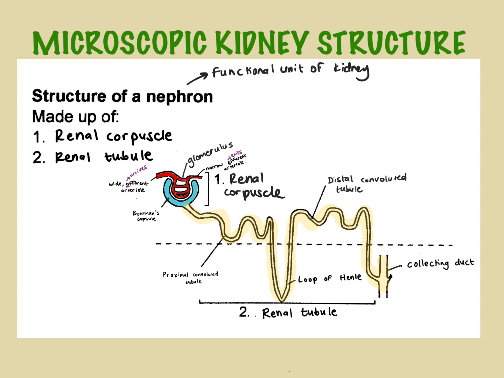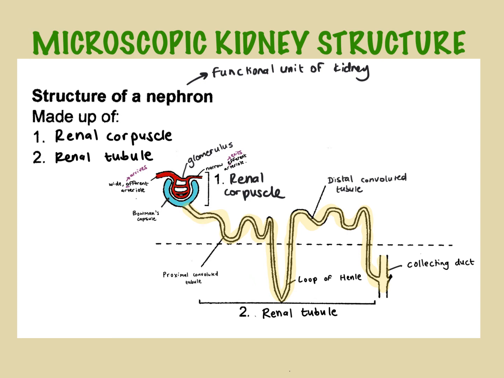So the loop of Henle has three parts. It's got the descending limb, because urine will be moving down. It's got the hairpin bend, and it's got the ascending limb. So the ascending limb carries the urine up towards the distal convoluted tubule.